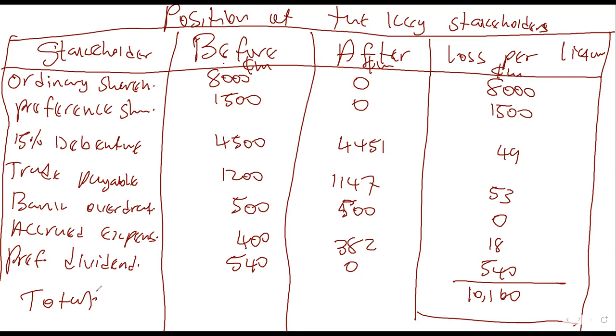All right, so here you can write a report on this that in the event of liquidation, bank overdraft will lose nothing. They'll get their money intact. All the preferred dividend in arrears, they will lose the money. Debenture holders will lose 49 million, whilst ordinary and preferred shareholders lose all their money. And then that is all.